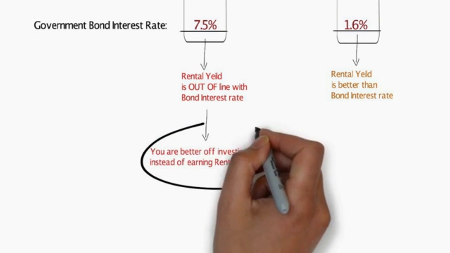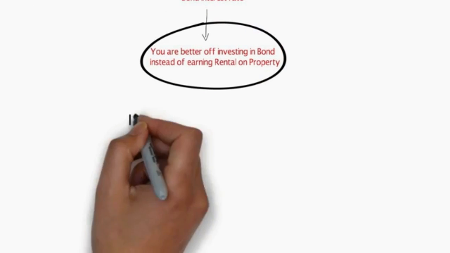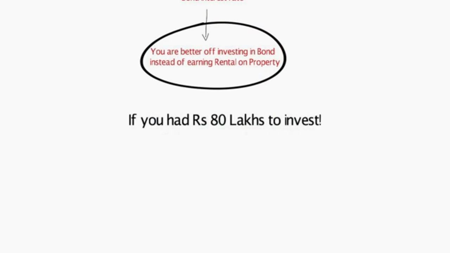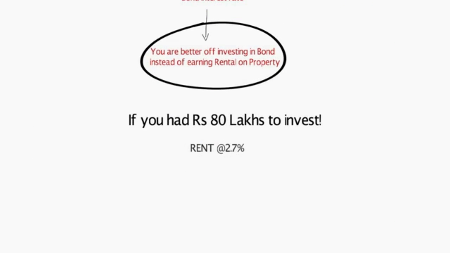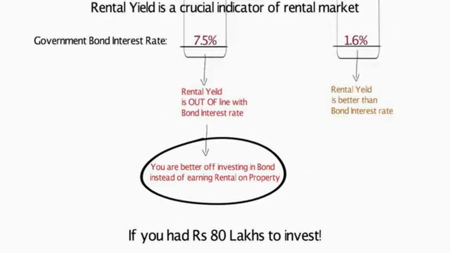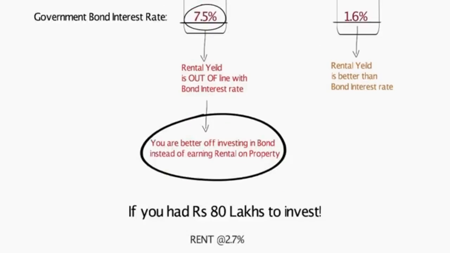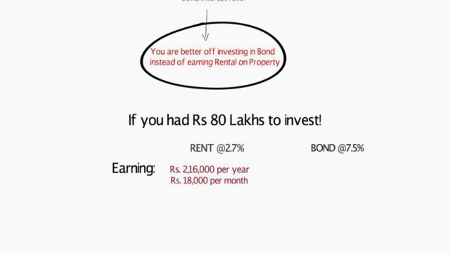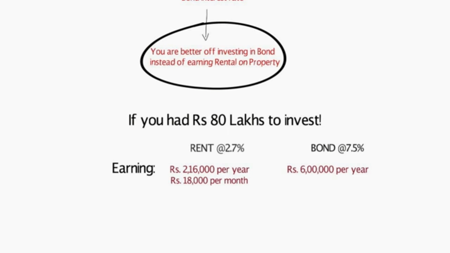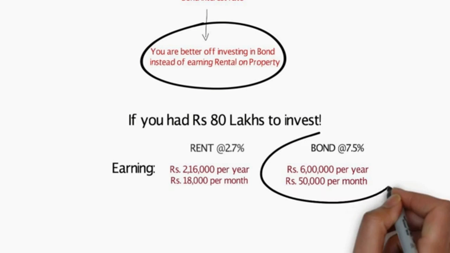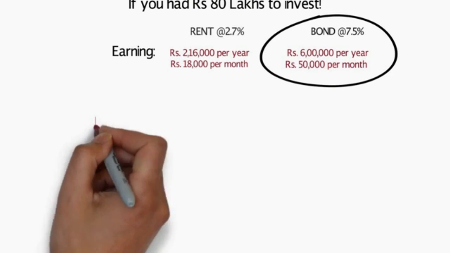To put things in context, if you have 80 lakhs and you invested in property to earn rent, you will be earning 2,16,000 in 1 year, which essentially means you will be earning 18,000 rupees a month. On the other hand, if you invested this 80 lakhs into a bond, you will be earning about 6 lakhs rupees a year, which is 50,000 a month. It's obvious. Investing in property to earn rent in India is not a good idea.